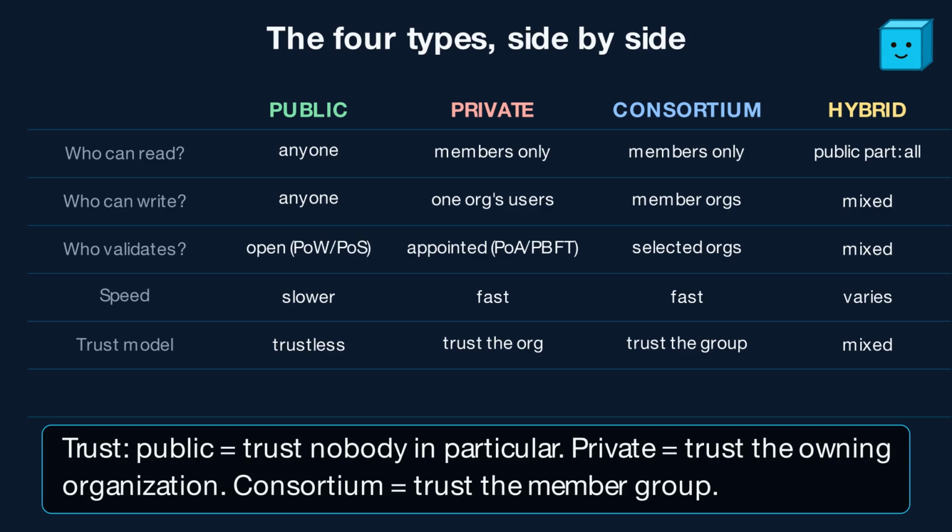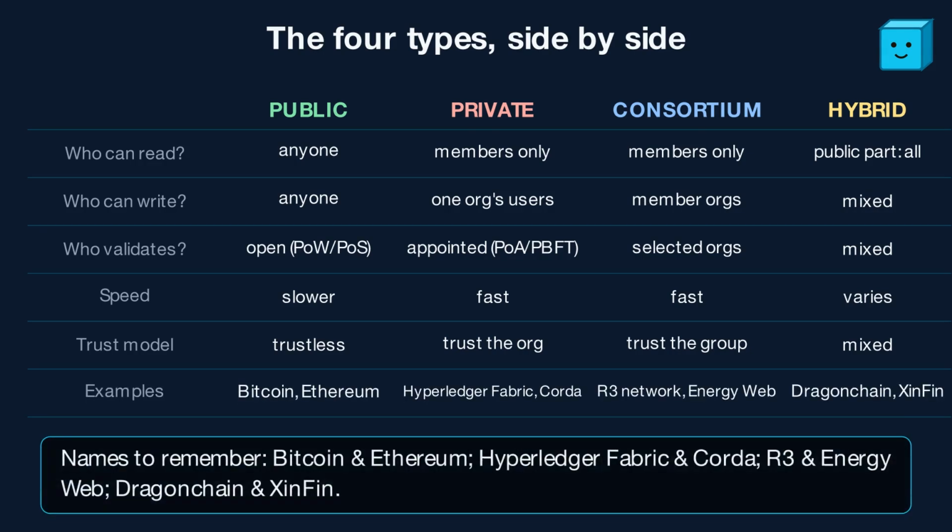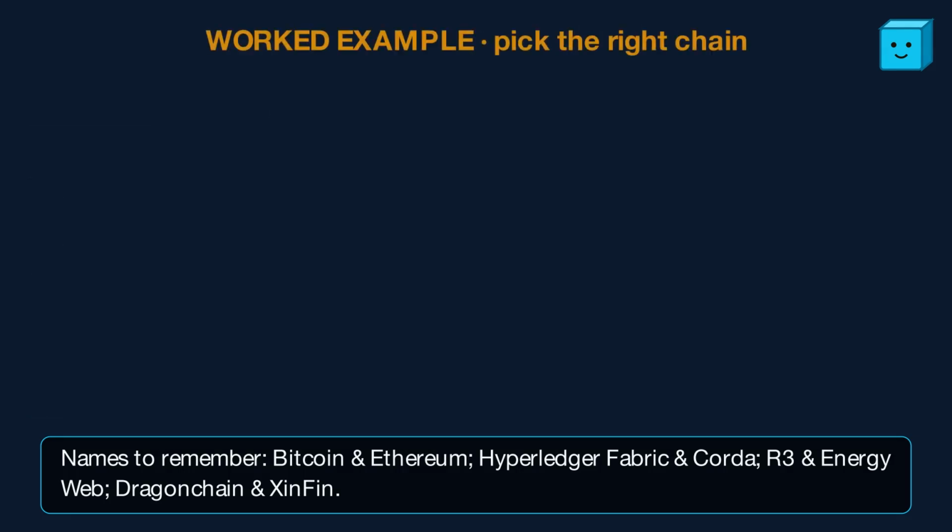Trust. Public equals trust nobody in particular. Private equals trust the owning organization. Consortium equals trust the member group. Names to remember: Bitcoin and Ethereum, Hyperledger Fabric and Corda, R3 and Energy Web, DragonChain and XinFin.